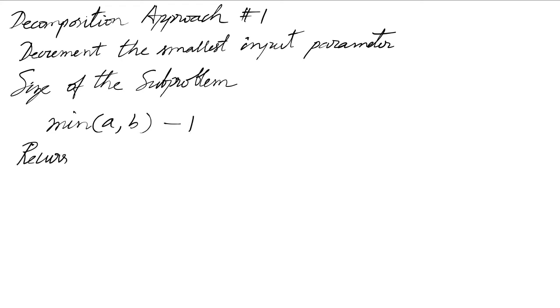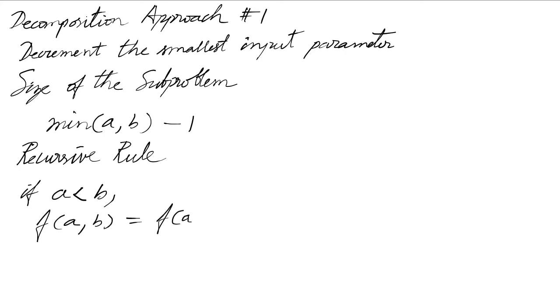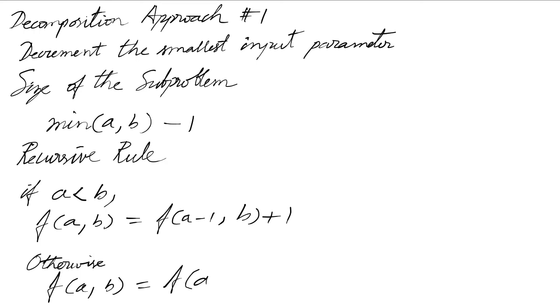Let's look at the recursive rule. If a is less than b, f of a, b equals f of a minus 1, b plus 1. Otherwise, f of a, b equals f of a, b minus 1 plus 1.